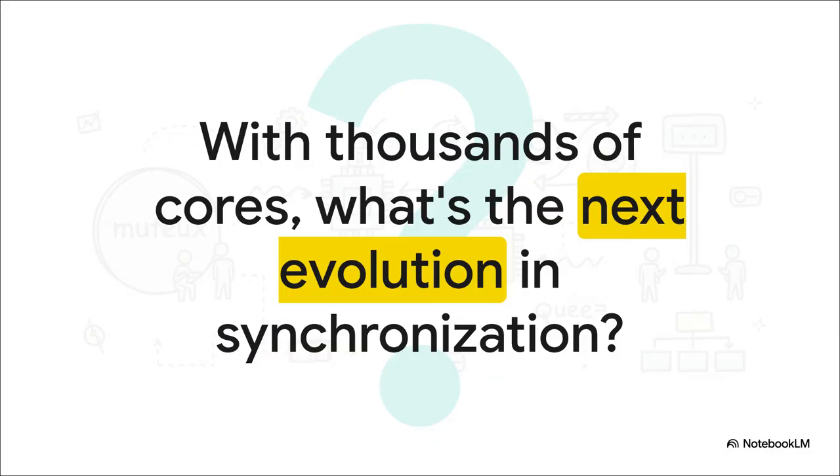Which kind of leaves us with one big final question. Semaphores and monitors were designed for a world with one, maybe a few processors. But now, we're building computers with hundreds, even thousands of cores all running in parallel. Are these tools still enough? What does the next chapter in our race against chaos even look like?